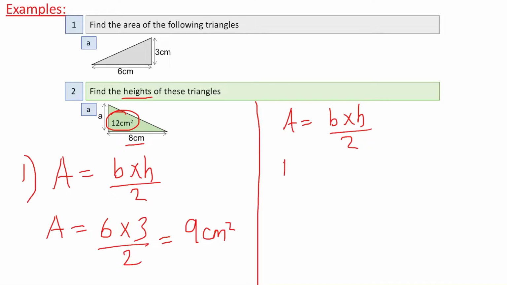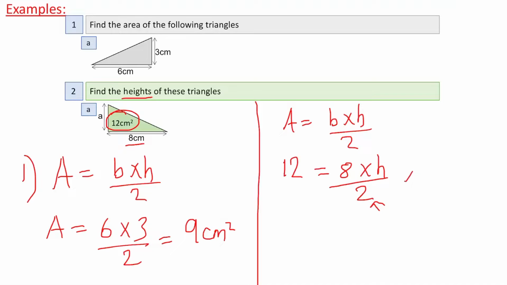We know what the area is, it is 12. We know what the base is, it is 8. We don't know what the height is, so we are going to leave it as h divided by 2. We can now solve this equation to find what h is, and to solve this equation, like before, we need to use inverse operations. So the first thing we are going to do is look at the right hand side. We need to get rid of this 2, which is at the bottom.